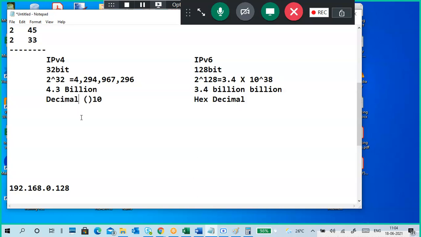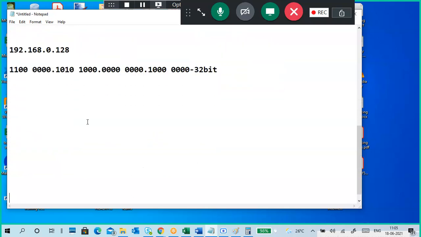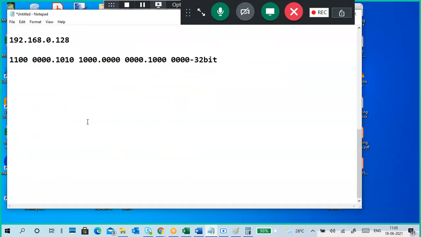Hexadecimal format only. Does anybody not know what binary, hexa, octal, decimal conversion or comparison is? We know, sir. If you don't know, please tell me.